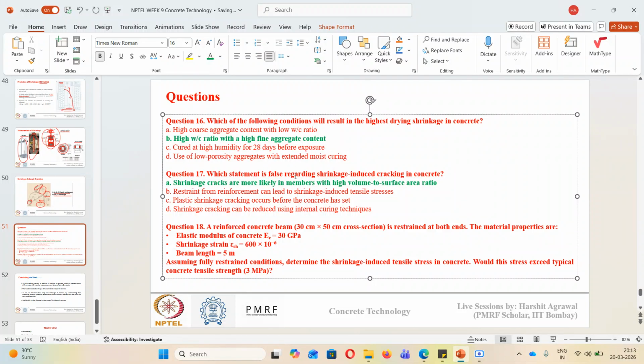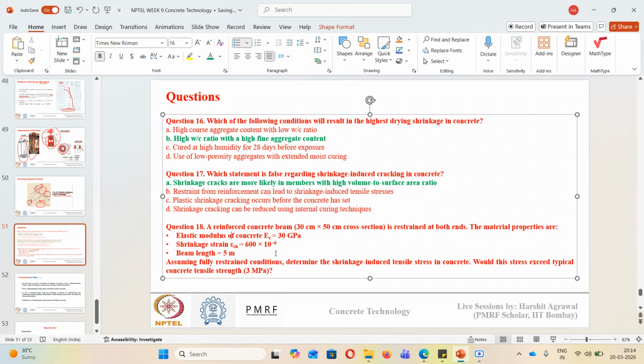Which of the following statements is false? Shrinkage cracks are more likely in a member with higher volume to surface area ratio. That is false. When I talk about higher volume to surface area ratio, it means that surface area is small. If surface area is small, then moisture loss from concrete will reduce. So shrinkage cracks will reduce rather than increase.